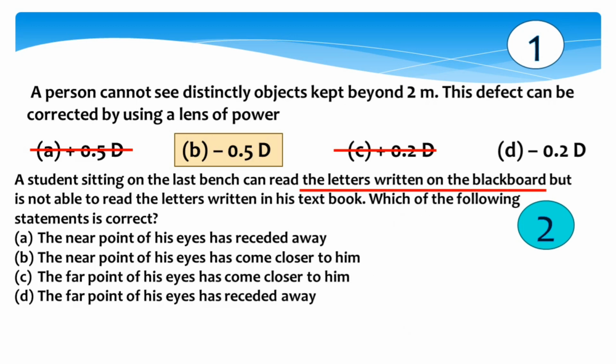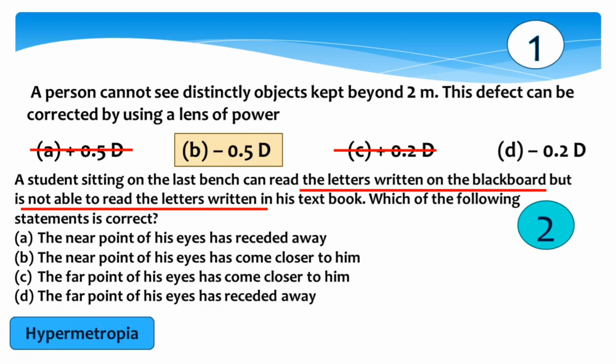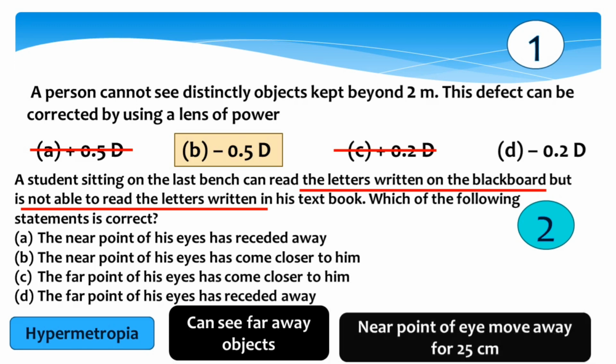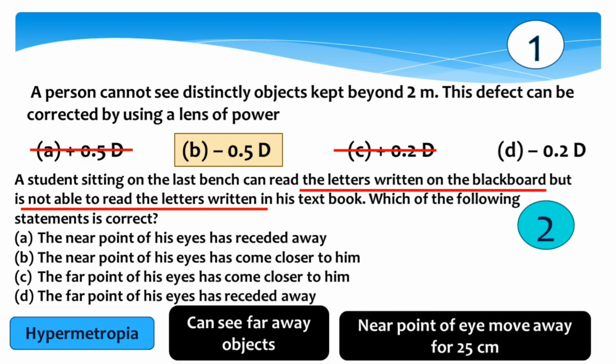So here the child can read the letters written on the blackboard but cannot read the letters written in the textbook. That means he can see objects kept far away but not objects which are nearer. So this is hypermetropia or long-sightedness, where the eyes can see objects that are far away but cannot see objects which are nearby. In this case, the near point has moved away from 25 centimeter. That means the least distance of distinct vision is not 25 centimeter for a hypermetropic eye. So here the correct option is option A, the near point of his eyes has receded away.